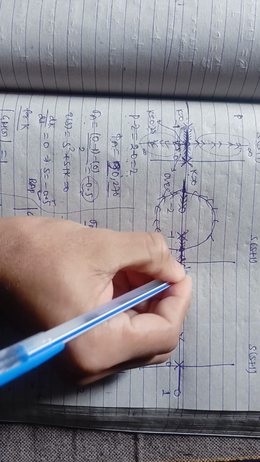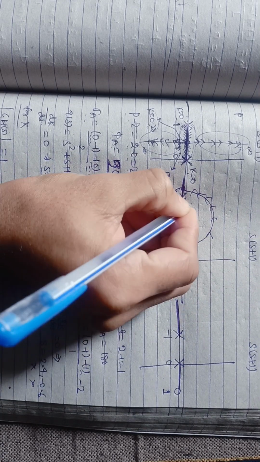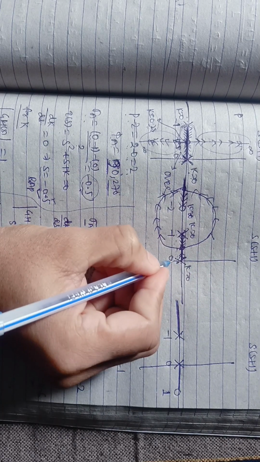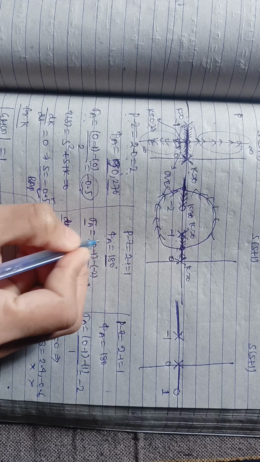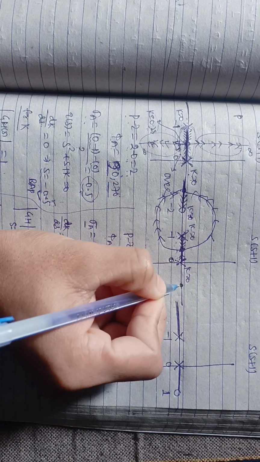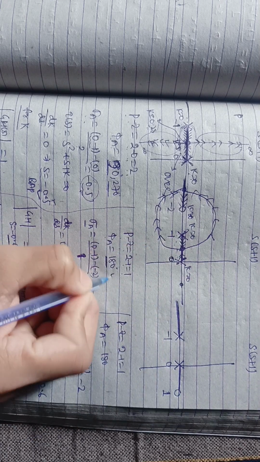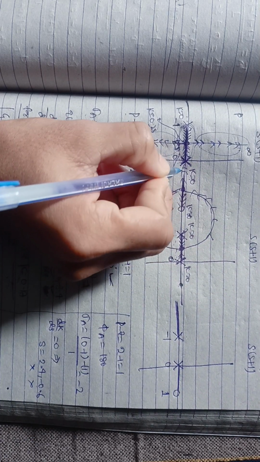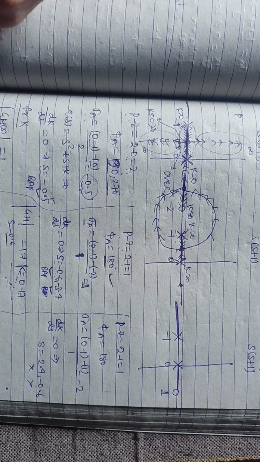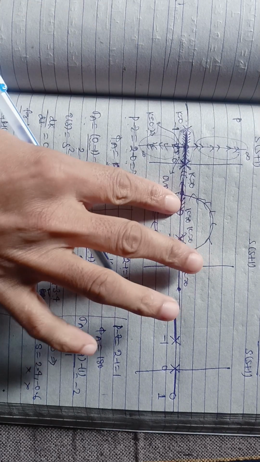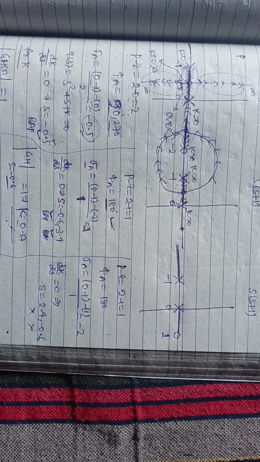Here k equal to 0, k equal to 0, and k equal to infinity. The centroid is somewhere here, so from here we draw the angle of asymptote, which is 180 degrees. So finally the root locus goes like this. Don't get confused, one branch is here and one is here. In this way the root locus exists.